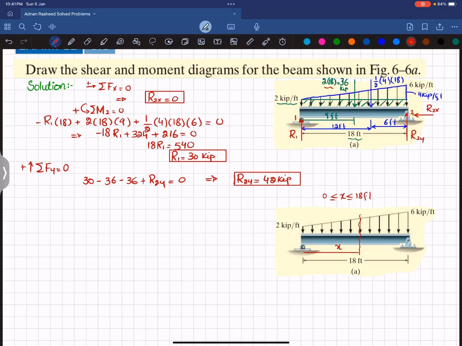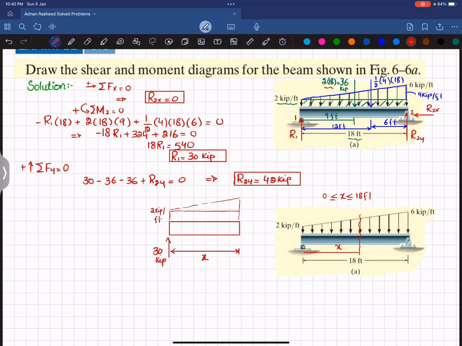And if I draw the free body diagram, it will be like this. Let me draw it first here. This is your point 1 where you have R1, and R1 was 30 kip, and the distance where we cut the beam is x. Clear? And you can see you have a distributed load plus a triangular load. This distributed load is 2 kips per foot.